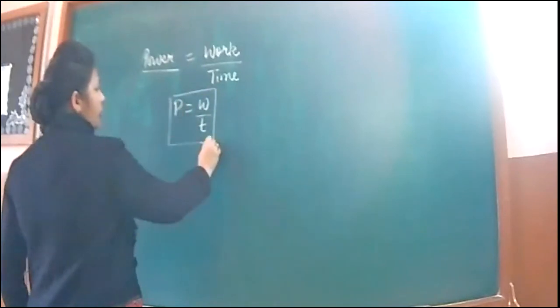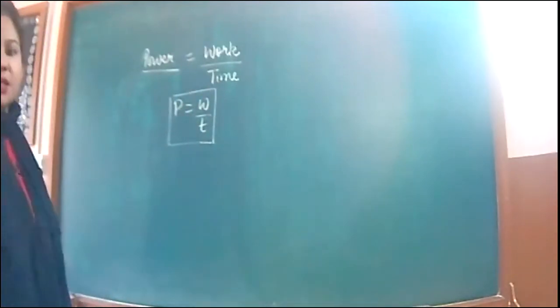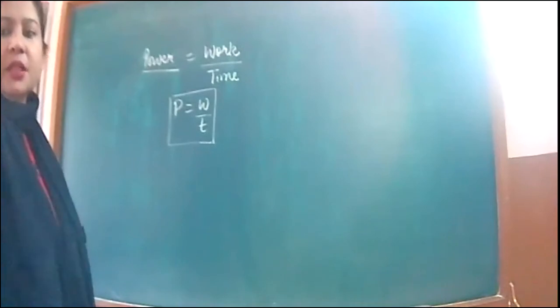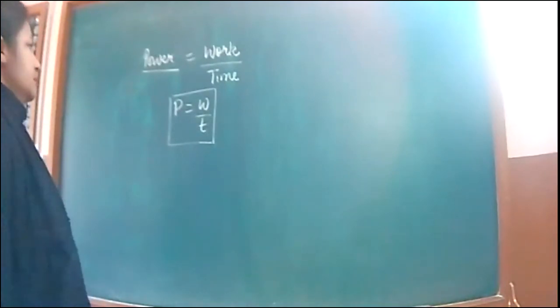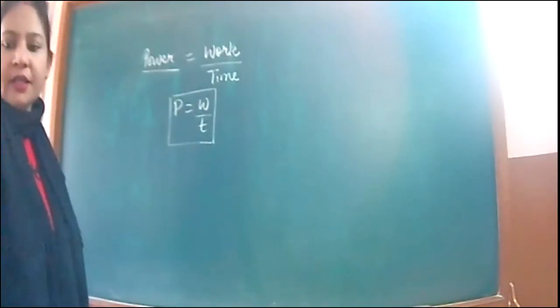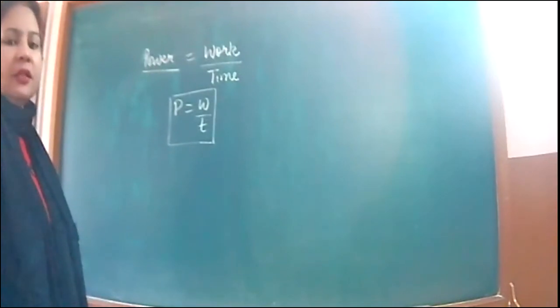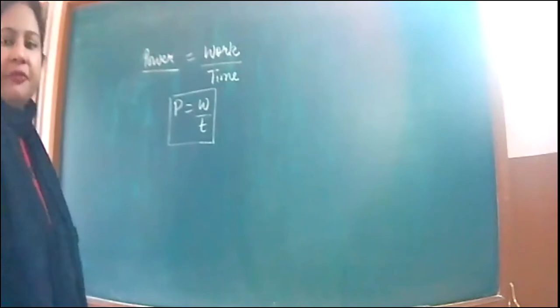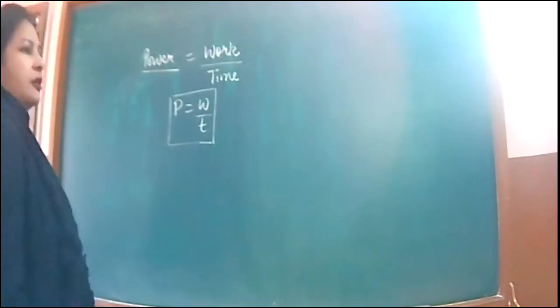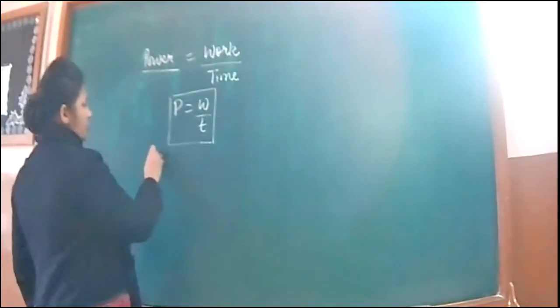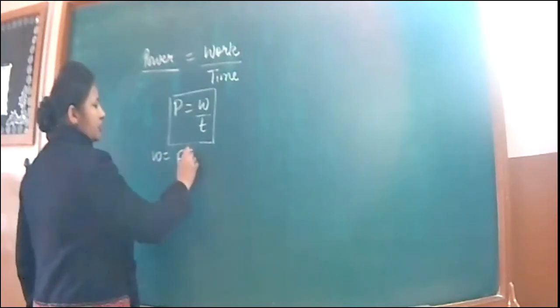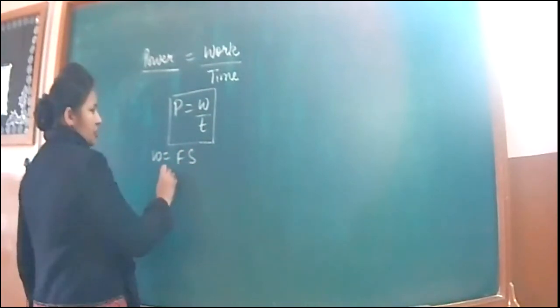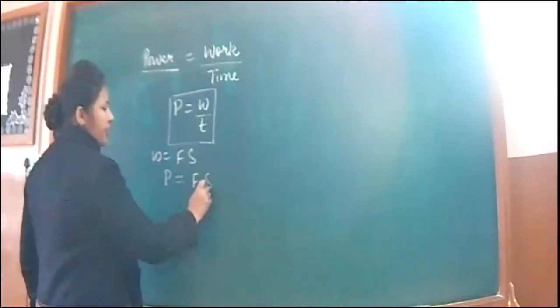This is the formula for power. P is equal to W by T. All right, P is equal to W by T. So this is the formula of power. Now there are different ways of writing work, so there are different ways of writing power also. When we write work in the form of F S, power will be F S over T.